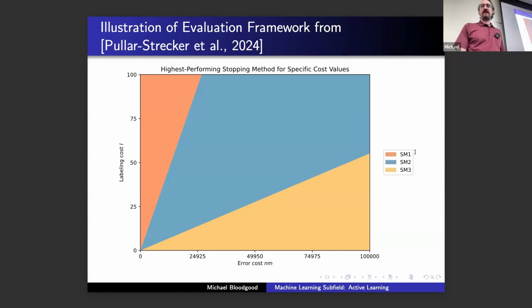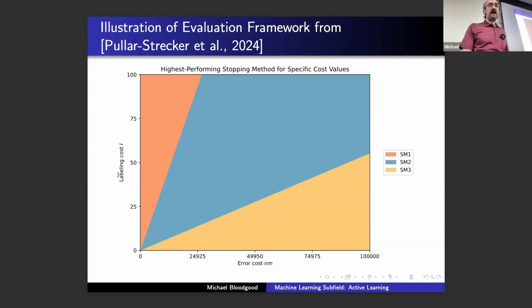So the shadings here, this is stopping method 1, this slice over here. This big one in the middle is stopping method 2, and this one down here is stopping method 3. And this is hypothetical. This is fake just to show the point. This slice here would mean you have relatively low error cost. So it doesn't matter that much if your learned model makes an error. Sure, it's better if it gets it right, but it's not life sensitive. Maybe there's not that much money on the line. It's that kind of thing.